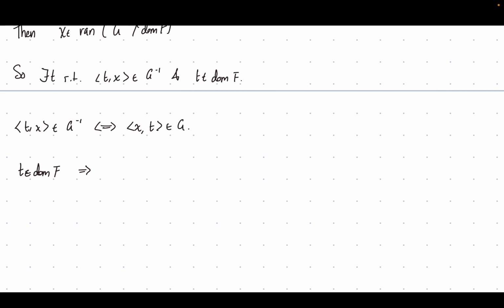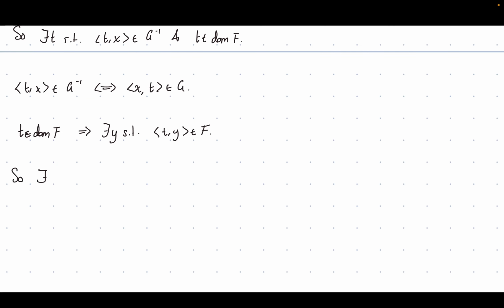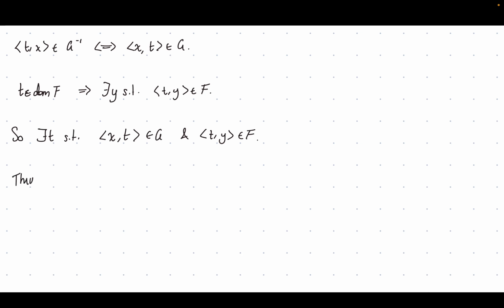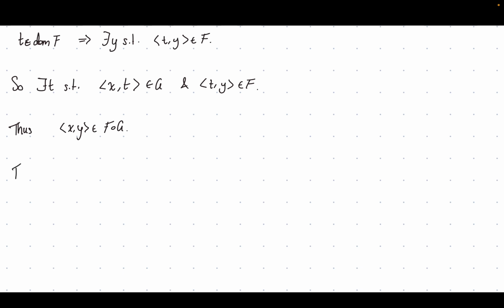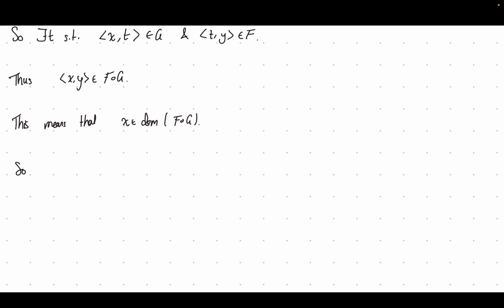T being in the domain of F implies that there exists some Y such that (T, Y) is in F. So there exists some T such that (X, T) is in G and (T, Y) is in F. Thus (X, Y) must be in F composed with G. And this means that X is in the domain of F composed G. So G inverse image dom F must be a subset of dom F composed G.